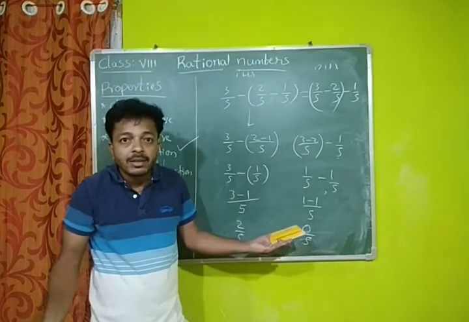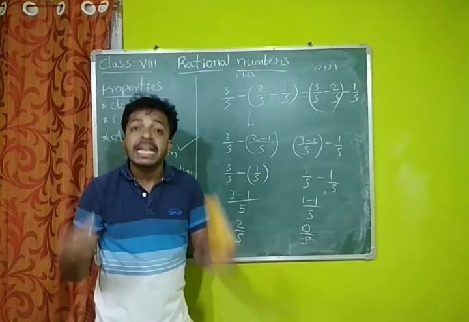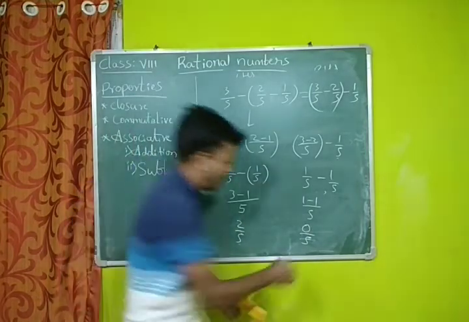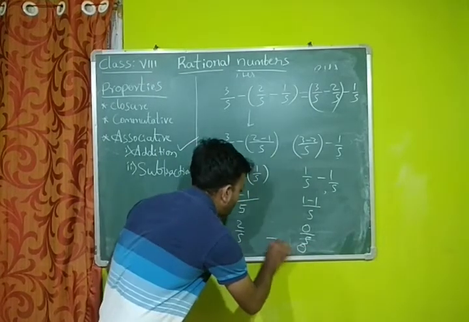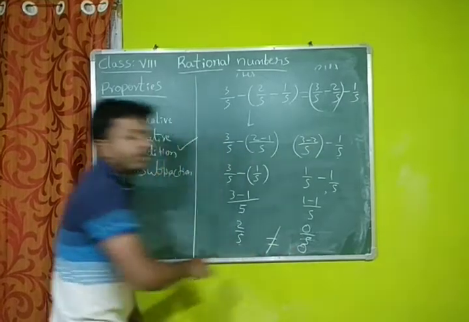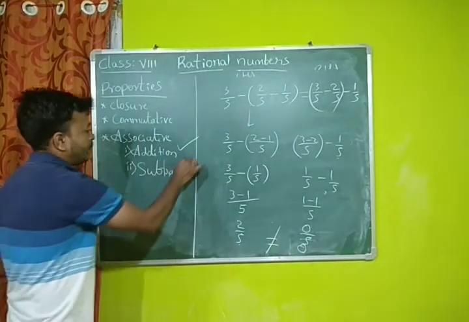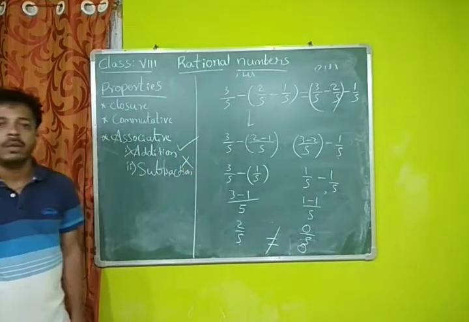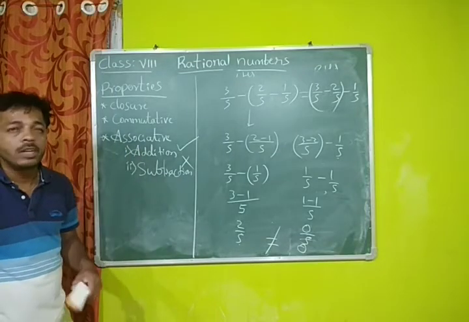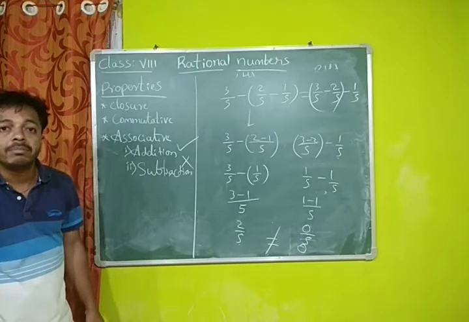Already we know that 0 divided by any number, 0 divided by any digit is what? 0. Good. Are 0 and 2 by 5 equal? No, it's not possible at all. So subtraction is not applicable. In the associative property, subtraction is not closed for rational numbers.